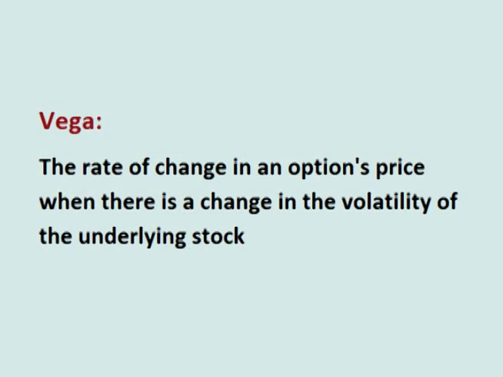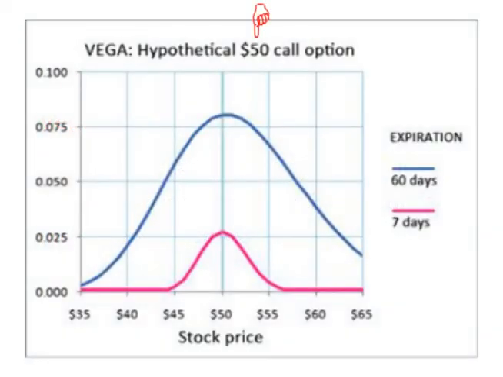Vega is the rate of change in an option's price when there is a change in the volatility of the underlying stock. When volatility increases, then the cost of the option increases, and when volatility decreases, then the cost of the option decreases. The amount that the change in volatility affects an option's price varies depending on the strike price. Changes in volatility have the most effect on an option's price when the option is at the money. In other words, volatility has the most effect when the strike price is the same as the current price of the stock.